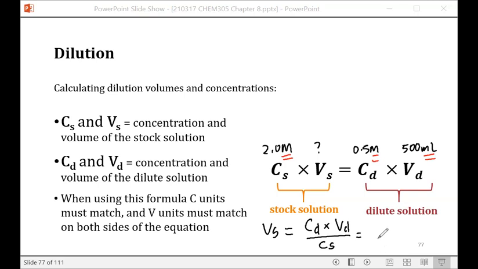At this point, you want to plug in your numbers. Our concentration of our dilute solution is half molar. Our volume of our dilute solution is 500 milliliters. Our concentration of our stock solution is 2 molar. If you check your units, molar and molar cancels out. So we're going to be solving for how many milliliters of the stock solution we need to use to prepare our diluted solution. So 0.5 times 500 divided by 2, we need to use 125 milliliters.